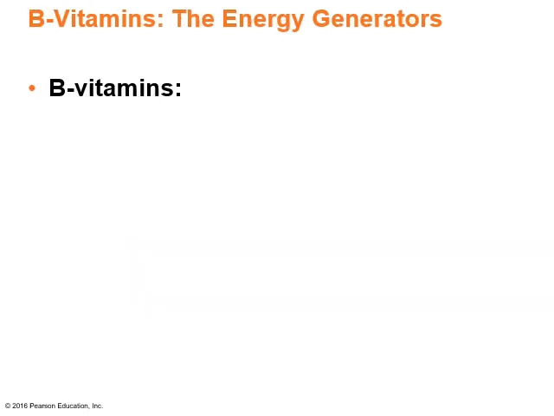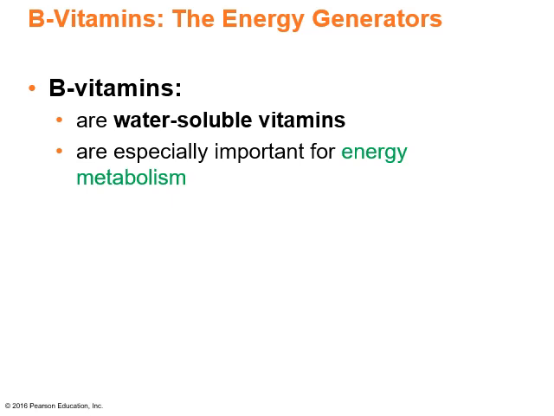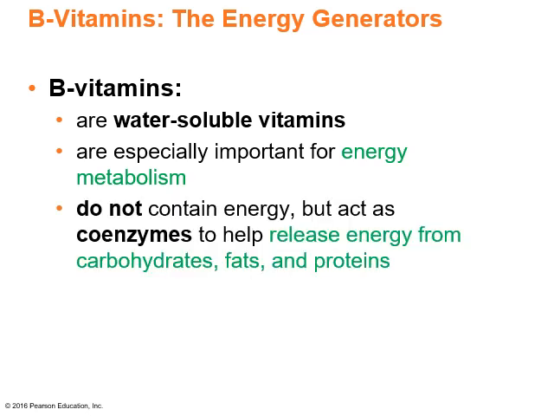Now, your B vitamins, your energy generators. All right, the B vitamins. These are going to be water-soluble vitamins, especially important for energy metabolism, and this is why they're classified as B vitamins, the energy generators. Now, B vitamins don't contain energy, but they do act as coenzymes to help release energy that we will get in our diets from those energy sources in the macronutrients. Again, we're talking carbs, fats, and proteins. So B vitamins are really, really important here.